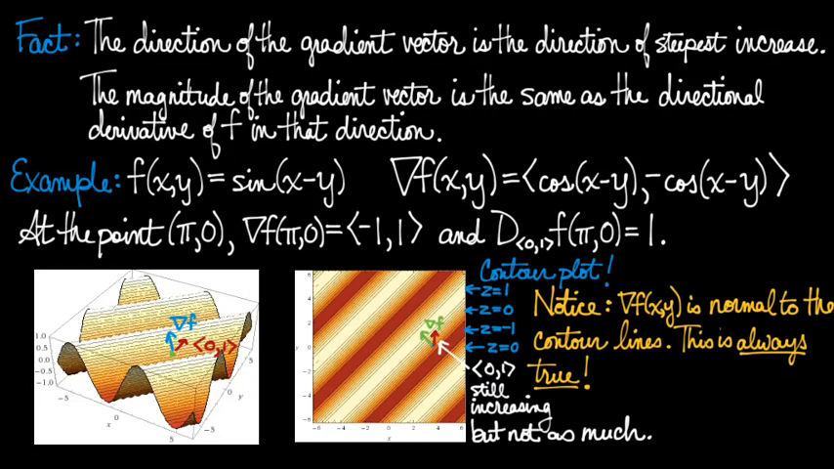Finally, if we mark the vector (0, 1), we can see that the vector points towards lighter shaded or higher areas of the graph. We would still be going uphill if we went this way, but not quite as much as if we went up and to the left.